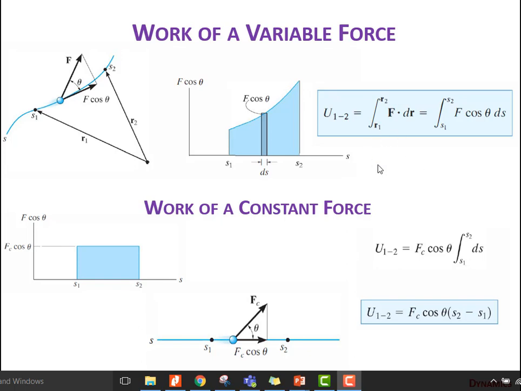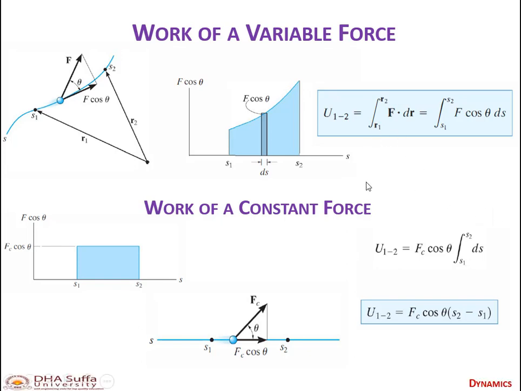Now let's see what happens when you have a constant force. That's a pretty simple solution. We have a particle moving in a straight line from s1 to s2, and a constant force Fc acting at an angle theta. Simply, we take the cos component of the force and multiply it with the displacement. Graphically it is very easy to understand. We have a force which is constant.